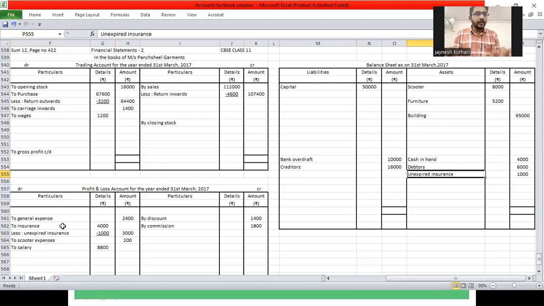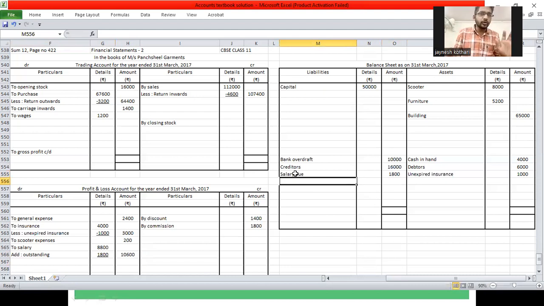Salary due but not paid. So salary is outstanding. I will say add outstanding, and the amount given to you is 1800 rupees. So add it, students. 8,800 plus 1800 will come to 10,600. And this is my liability. So salary due, I'm going to write the word that they have written over here. Salary due 1800. Now if you write salary outstanding, there is no problem either. It's okay.